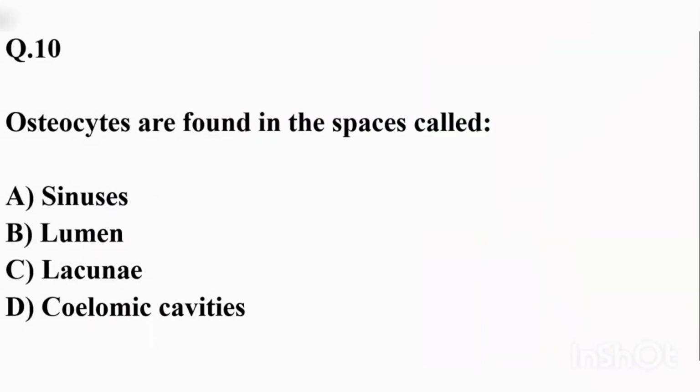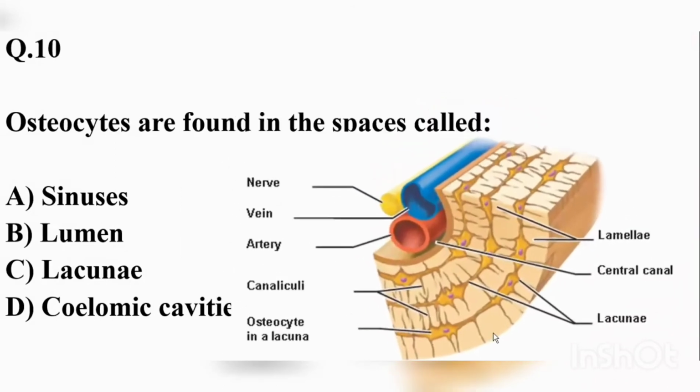Osteocytes are found in the spaces. There are certain spaces in the bone cells which are known as lacunae, and osteocytes are present in the lacunae spaces. So the right option is Charlie.